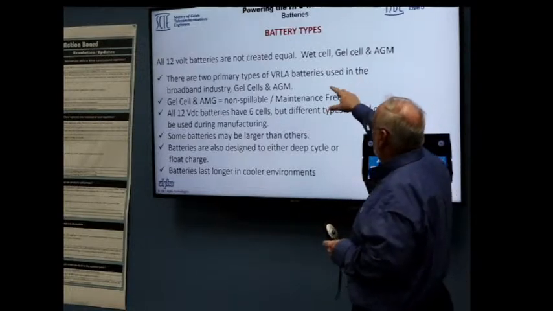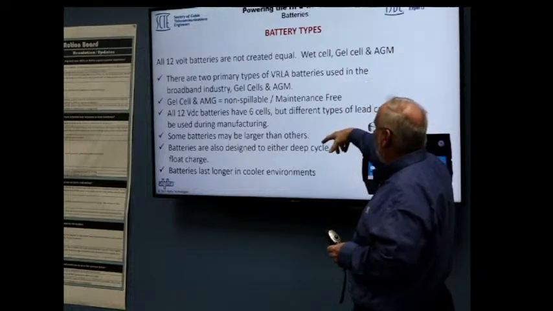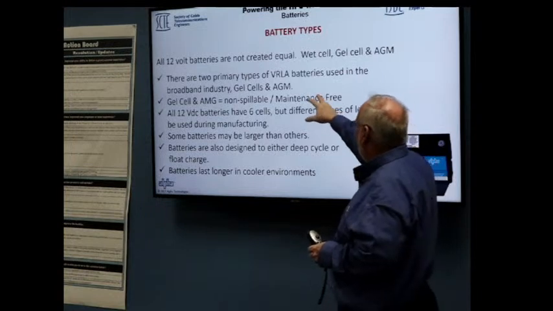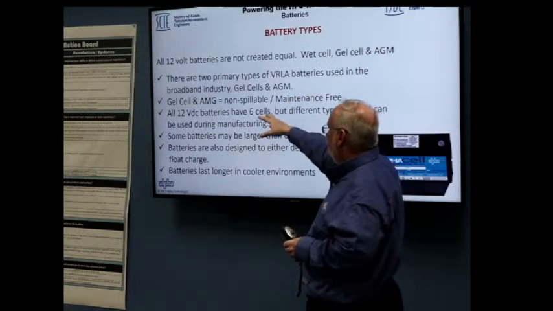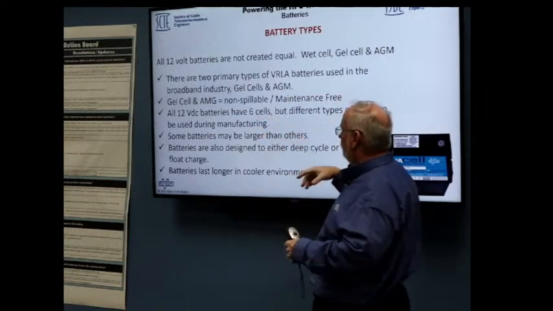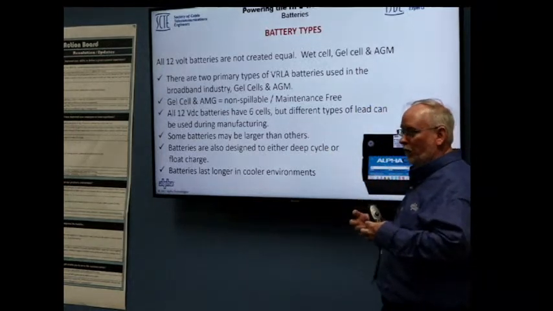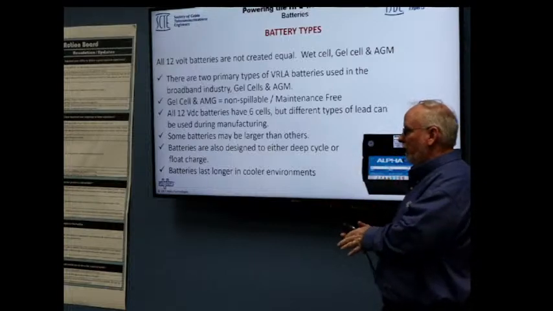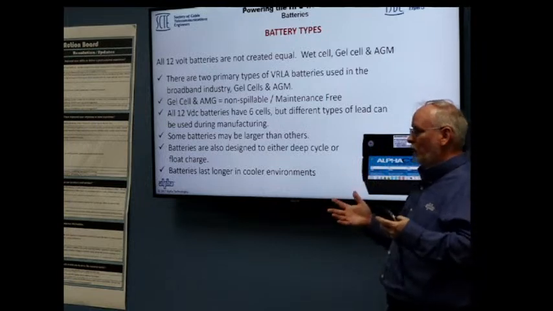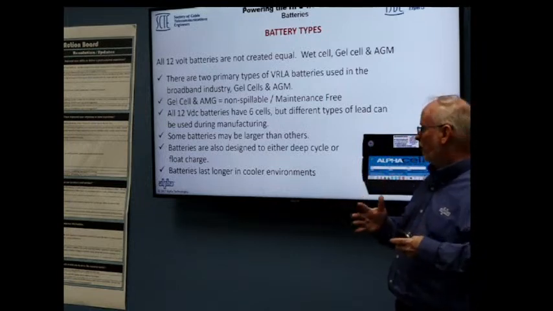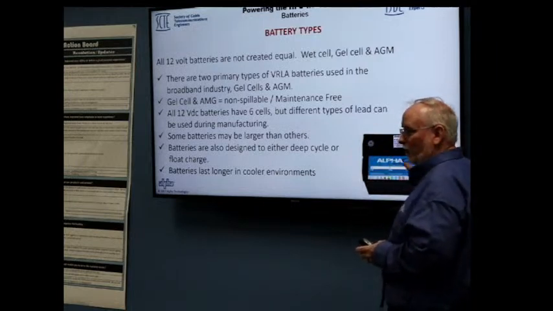All 12-volt batteries are not created equal. There are wet cells, kind of like golf cart batteries, gel cells, and AGM. The two primary types of VRLA, valve-regulated lead acid, are gel cells and AGM. AGM and gel cells are both non-spillable, maintenance-free. The electrical circuit in a battery is called a cell. It is created by lead plates and lead sponge and sulfuric acid in a dilute form for the electrolyte. Each cell produces 2.2 volts. You stack 6 of them together, you end up with a 12-volt battery.